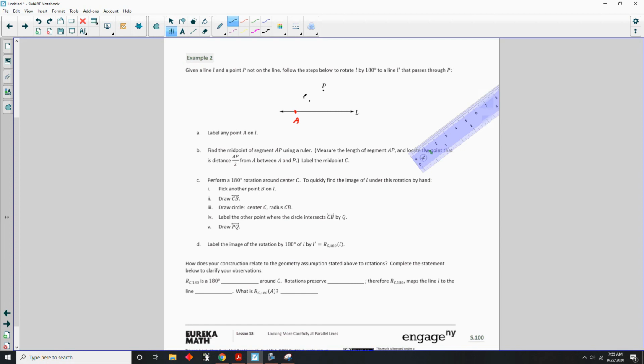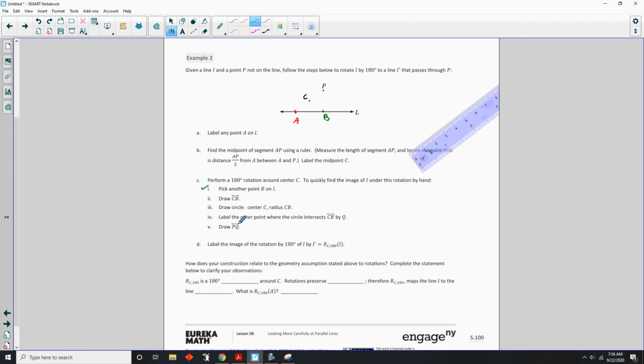Let me do a better C. That's midpoint C. Perform a 180 degrees rotation around center C to quickly find the image of L under this rotation by hand. So what we're going to do is part 1 says to pick another point B on line L. So let me switch to green for this. Pick another point B. So I'll put it about right here and call it B.